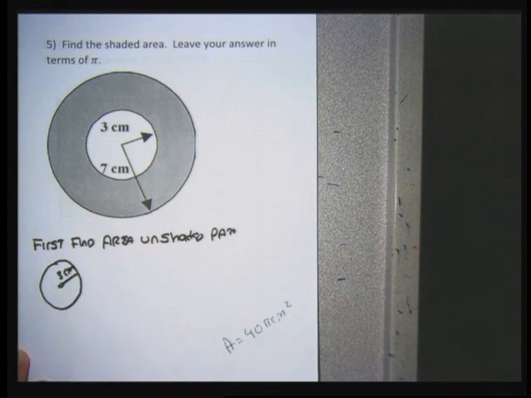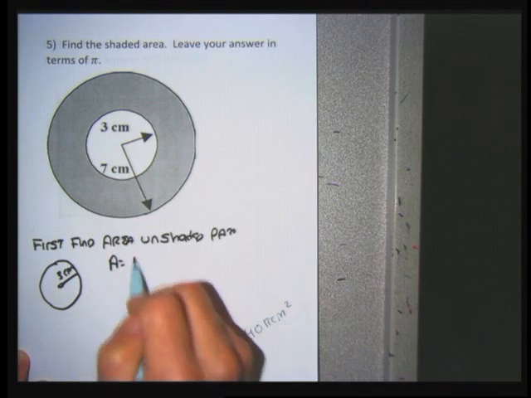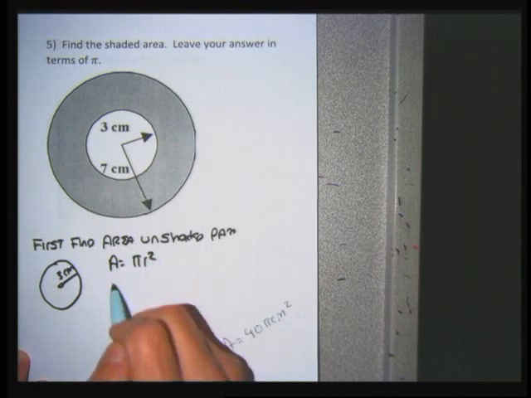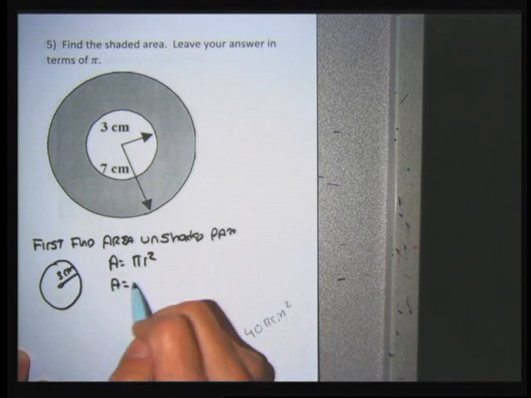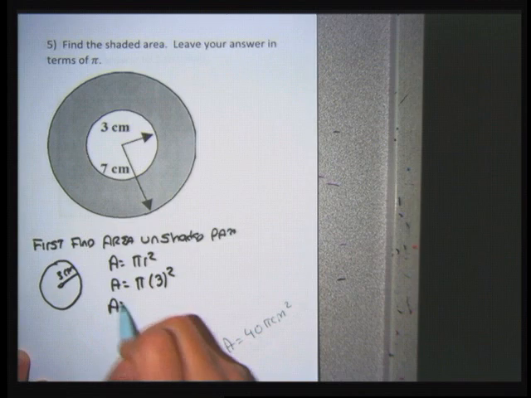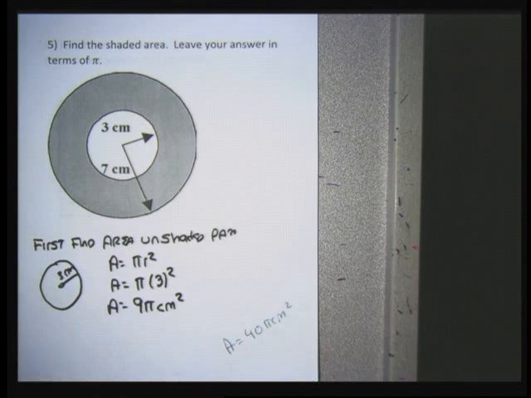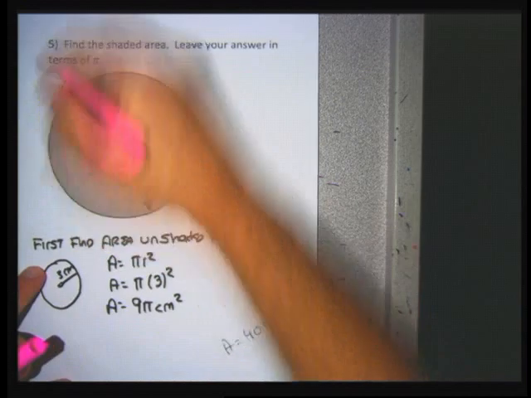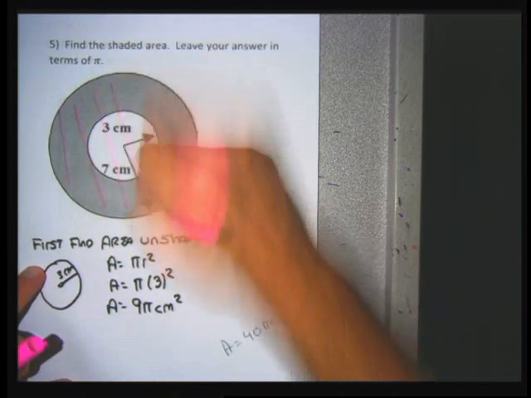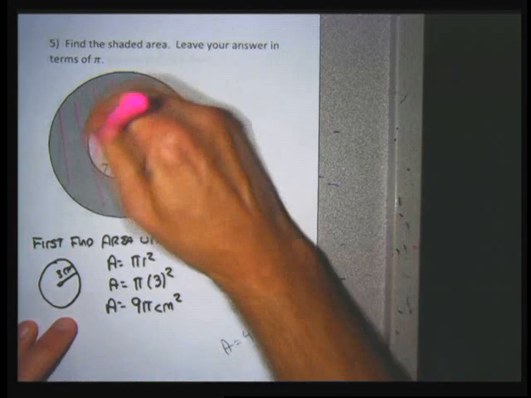with a radius of 3 centimeters. The area formula for that is pi r squared, and so the area is pi times 3 squared, and it's going to be 9 pi, and it's technically centimeters squared. Second, find the area if the whole figure was shaded in. So find the area of this big circle. So pretend this is all shaded in.